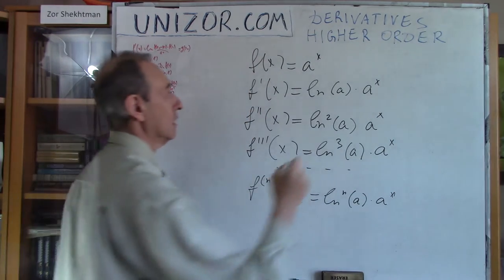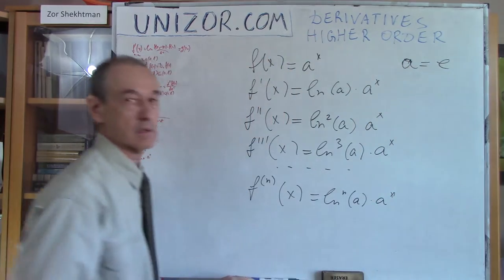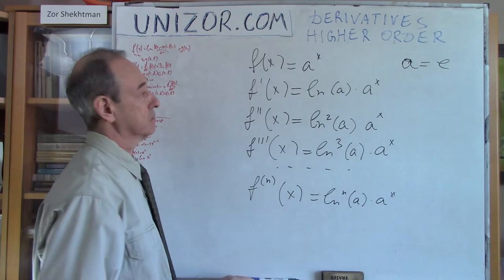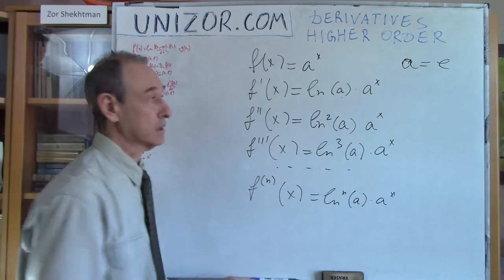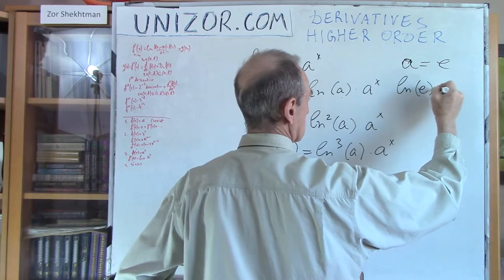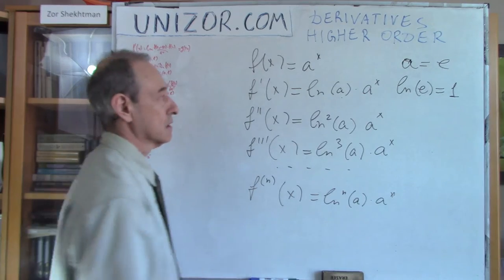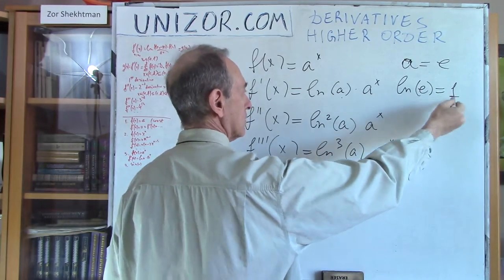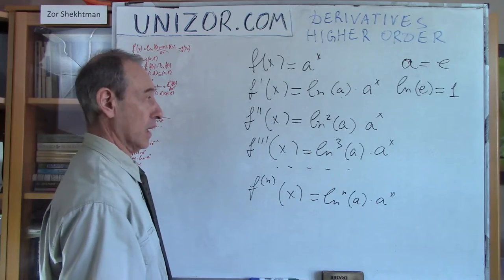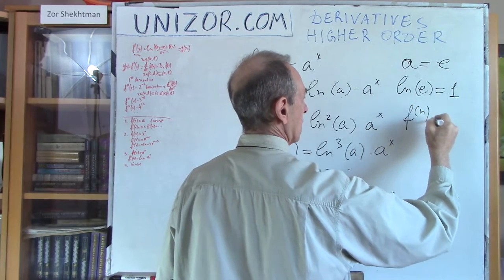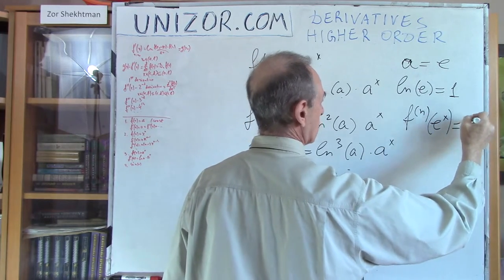And by the way, if my a is equal to e, remember what e is, right? Then this natural logarithm of a is actually equal to 1. Logarithm of e is equal to 1, because natural logarithm is logarithm with a base e. So which power should I raise e to, to get e? Obviously 1. So it will be 1, and 1 to the power of n is obviously the same 1. So the derivative of e to the power of x is e to the power of x.